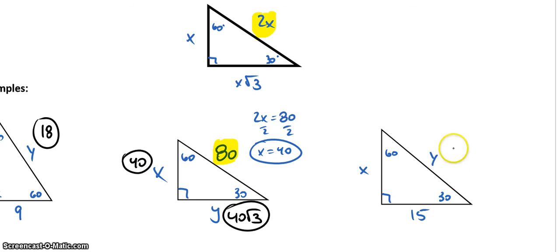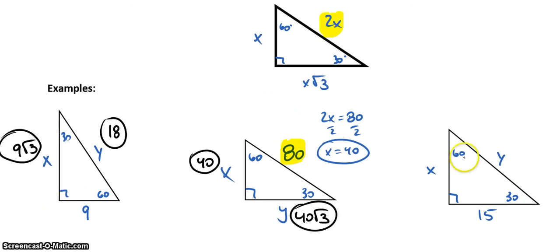So, now let's think about this. I'm given the piece across from 60. To get from here to here, I multiplied by root 3. So now to work backwards, I'm going to have to divide by root 3. Or another way to think about this is, in my reference triangle, x root 3 is across from 60. Here, 15 is across from 60. So I know x root 3 equals 15. So I'm going to have to divide by root 3 to get my solution.